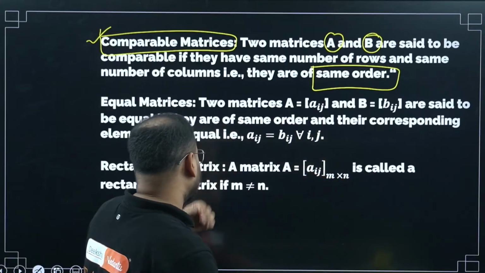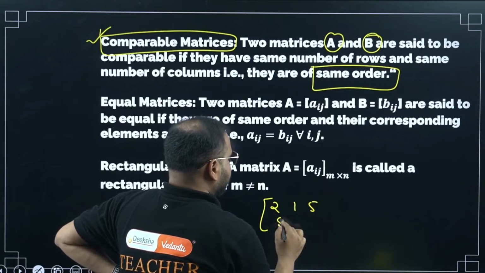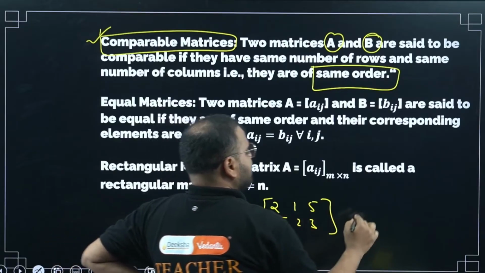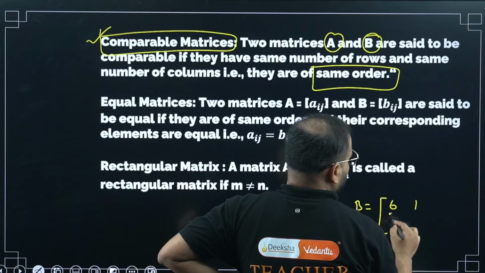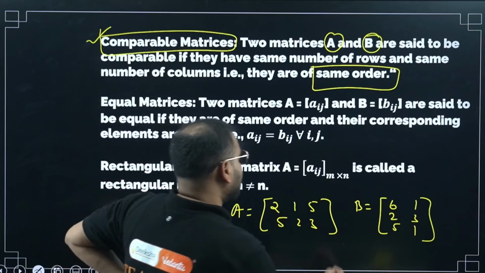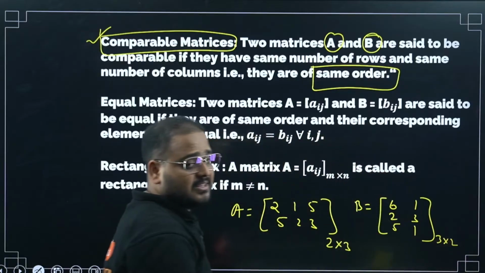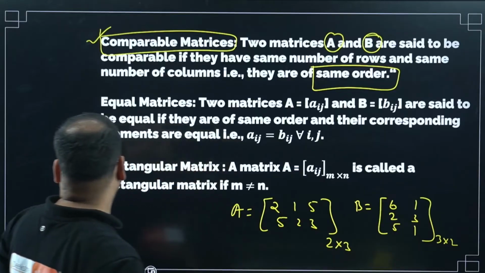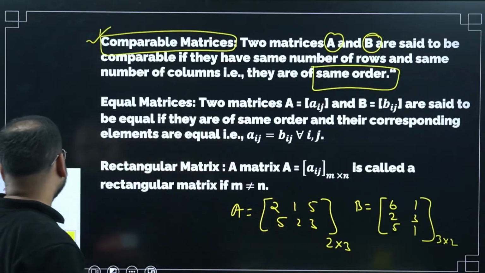We cannot compare, for example, if I write like this, 2 1 5 5 2 3, this is my matrix A, and this matrix B, 6 1 2 3 5 1. Can we compare these two matrices? No sir, this is my 2 cross 3 matrix and this is my 3 cross 2 matrix. I cannot compare these because orders are not same. Remember, order has to be same, so we cannot compare these.